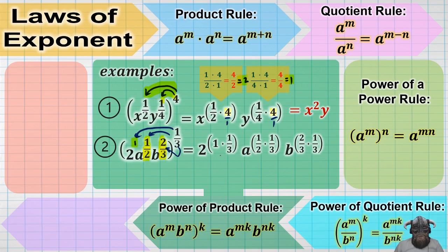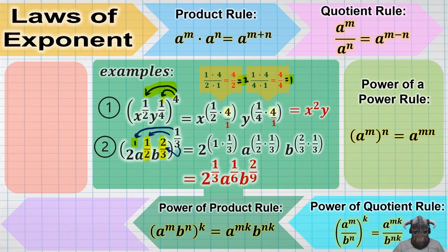1 times 1/3, that will just be 1/3. So this will be our answer. 1 times 1/3 is 1/3. Then 1 times 1 is 1. 2 times 3 is 6. So a raised to 1 over 6. 2 times 1 is 2. 3 times 3 is 9. So that's b raised to 2 over 9. So their exponents are already in simplest form. So our answer is 2 raised to 1/3 times a raised to 1/6 times b raised to 2 over 9.